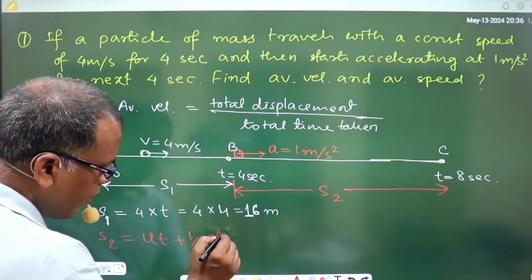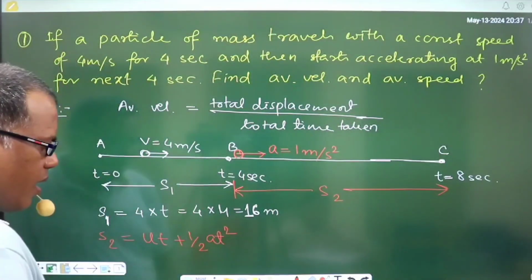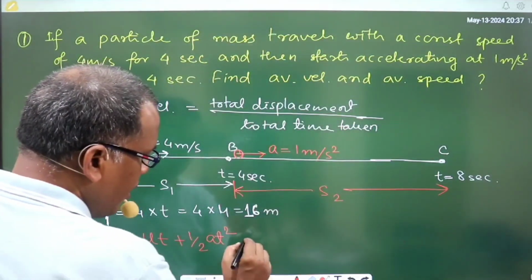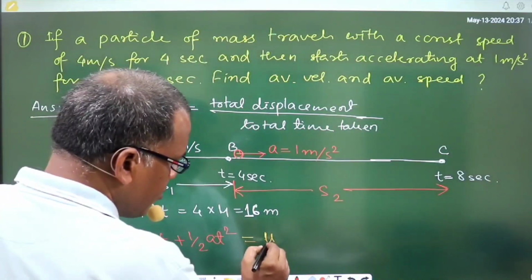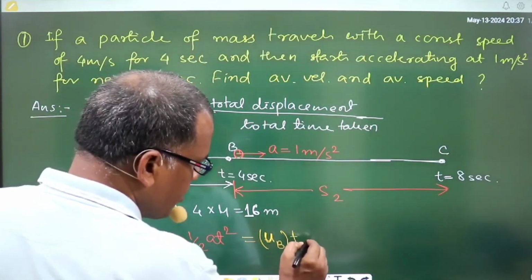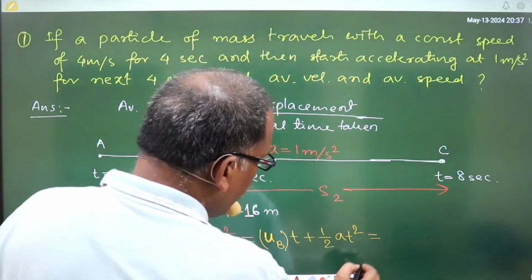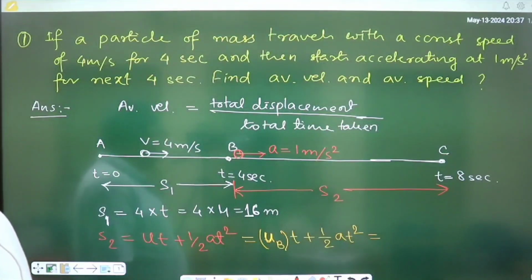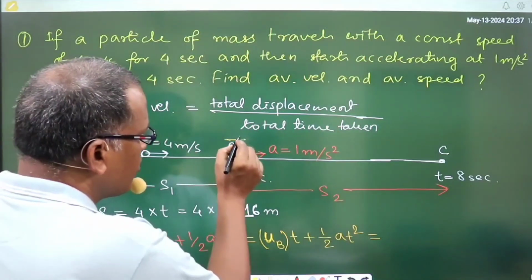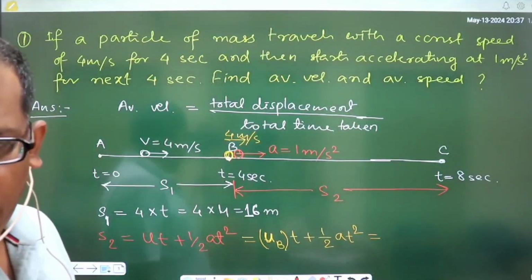Keep it in mind: whenever a motion is performed under constant acceleration, we calculate it using S equal to ut plus half at square. Here u means u at B, more specifically, the starting position is B. So velocity at B into time of journey plus half into acceleration into t square. As the first phase of the motion is maintained with constant velocity, the velocity at B should be taken as 4 meter per second.